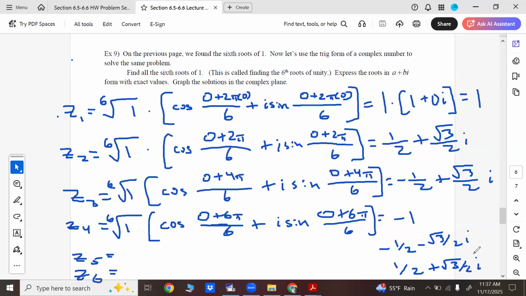And why do I have 6? So I have 6 roots. And what are they separated by? How many degrees or radians? 60 degrees, or pi over 3, right? So that's why I kind of know what the other answers are going to be.